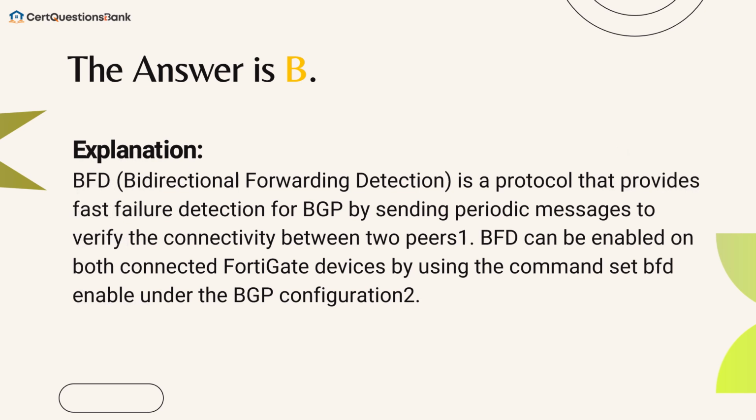BFD, bidirectional forwarding detection, is a protocol that provides fast failure detection for BGP by sending periodic messages to verify the connectivity between two peers. BFD can be enabled on both connected FortiGate devices by using the command set bfd enable under the BGP configuration.